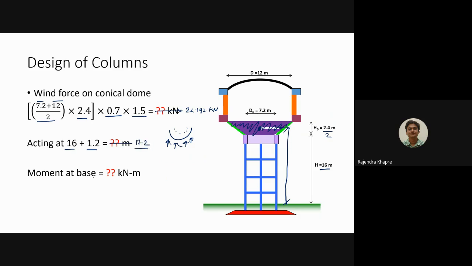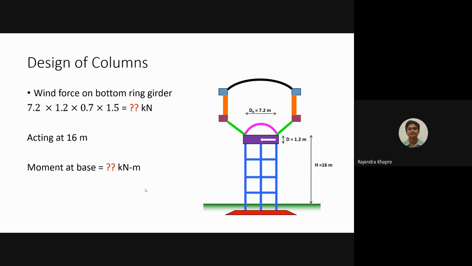Now just calculate the moment at the base, that is 24.192 into 17.2. How much is the moment? 416.10 kilonewton meter. So this is the moment due to the wind force which is acting on the conical dome.